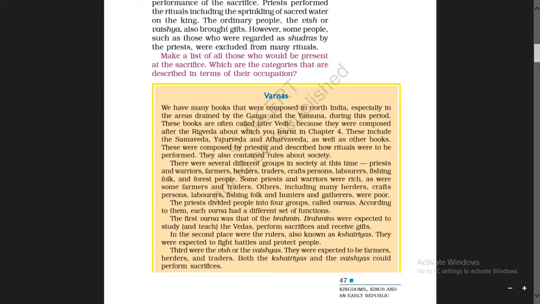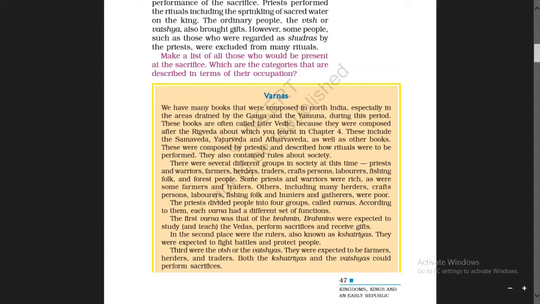These were composed by priests and described how rituals were to be performed. These books were composed by priests, and in them it was described how rituals were to be performed. How these rituals should be performed was mentioned here. They also contained rules about our society.